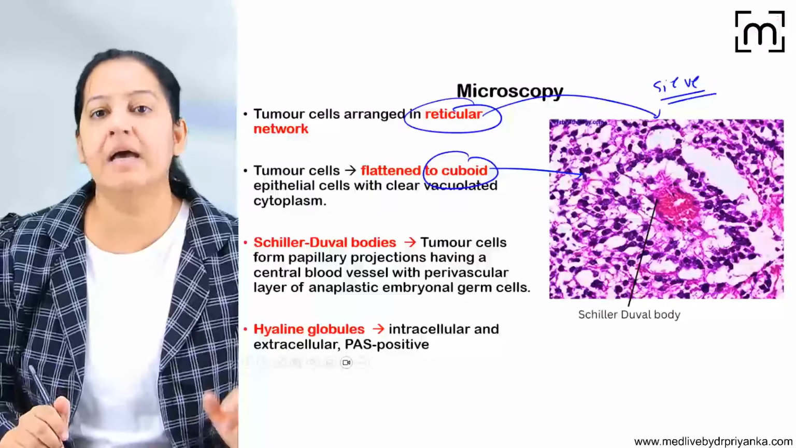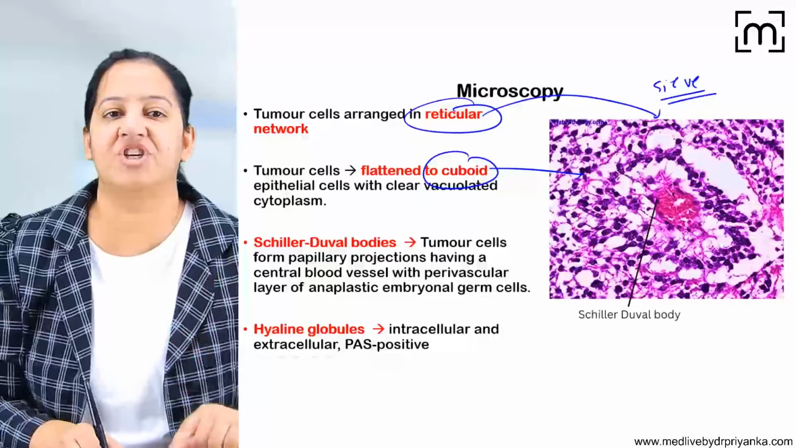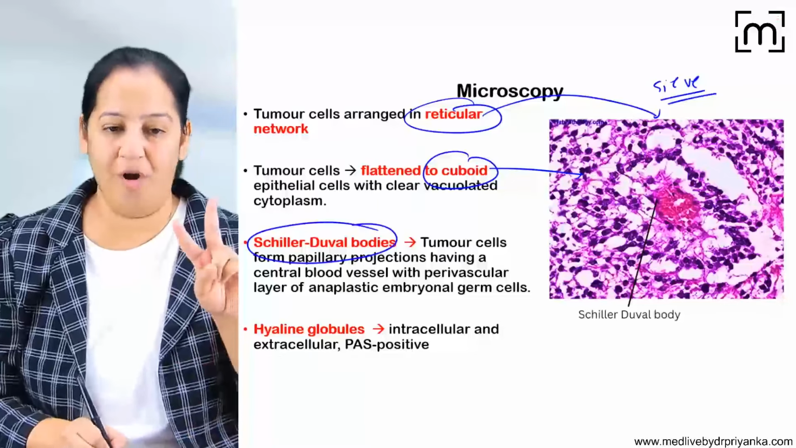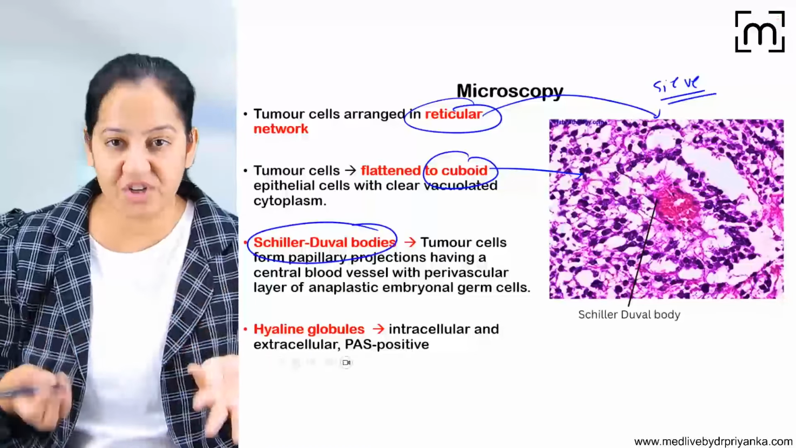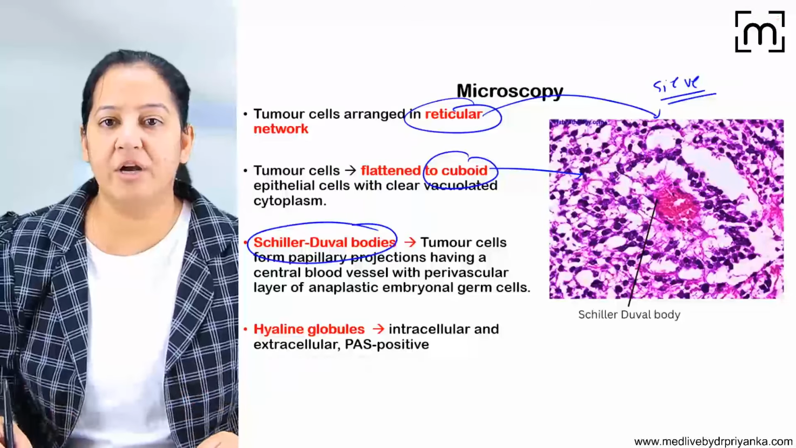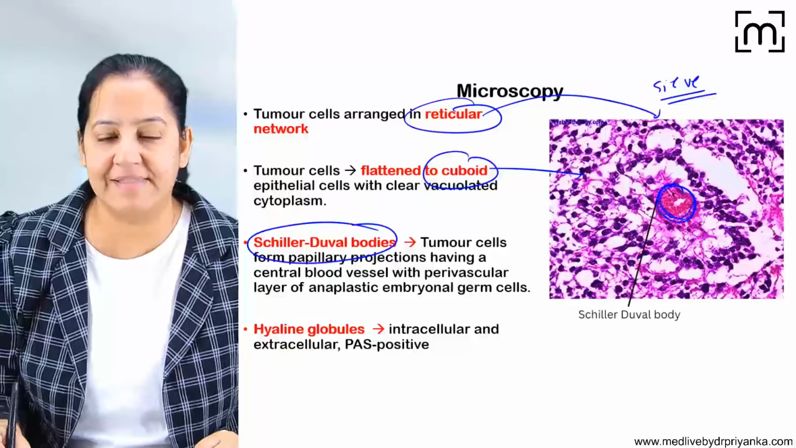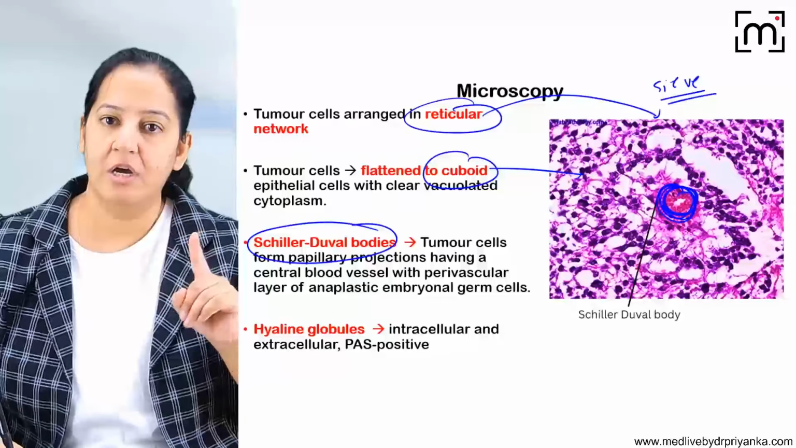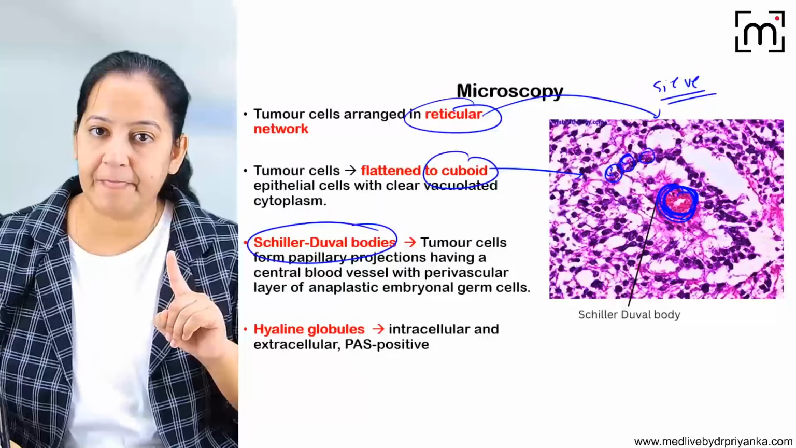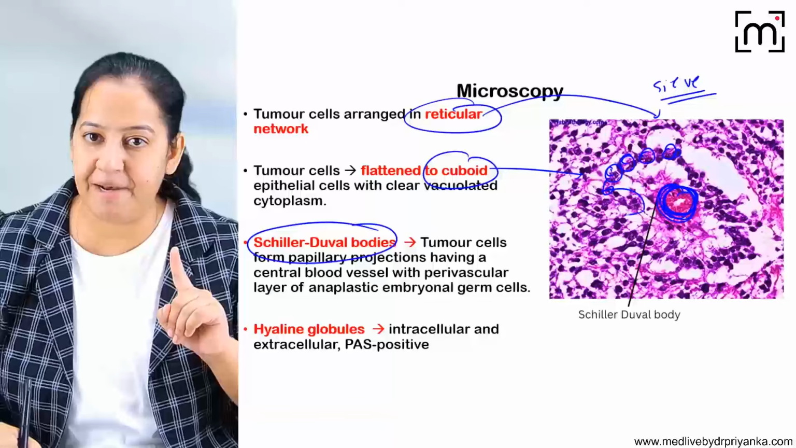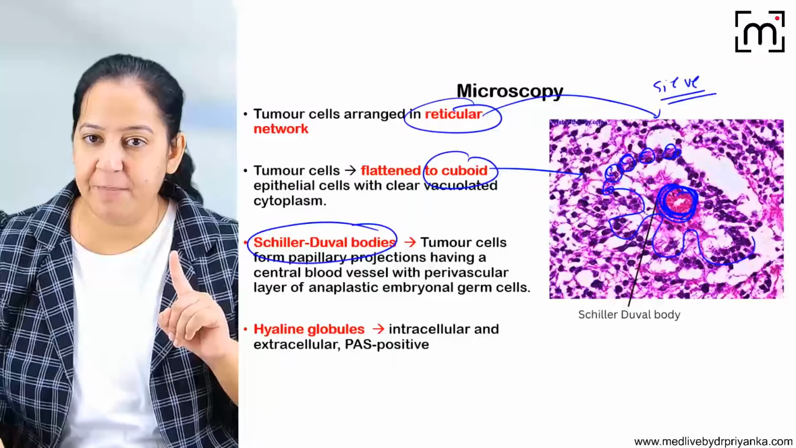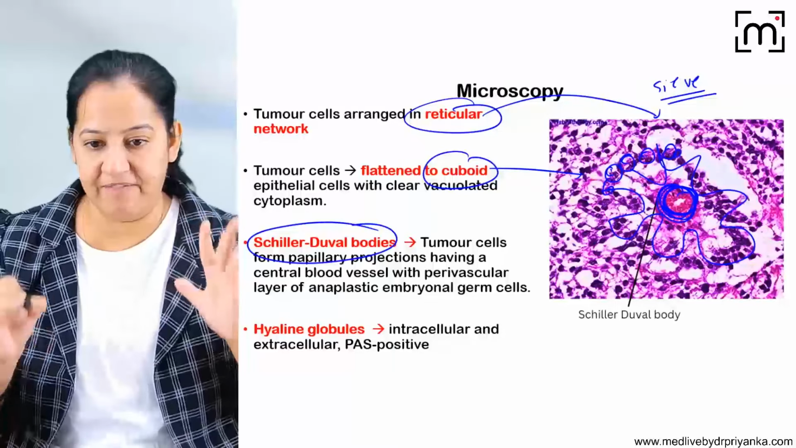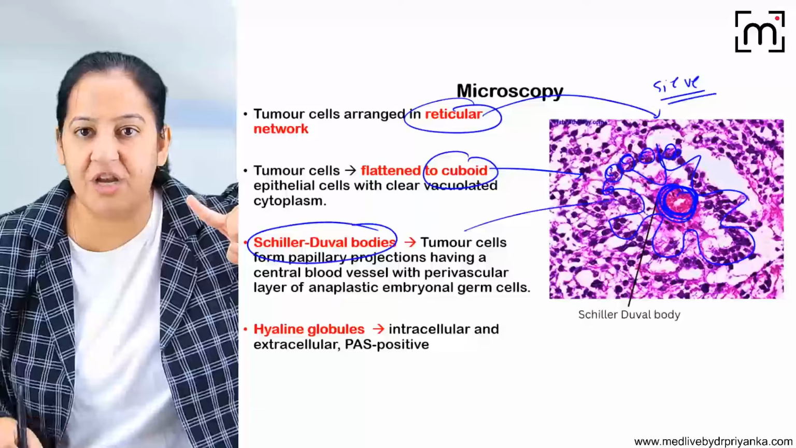They are cuboidal cells. Now the hallmark feature here is Schiller-Duval body. There are 2 hallmark features. The first is Schiller-Duval body. What do you mean by Schiller-Duval body? Now see, this is a blood vessel at the center. At the center, there is a blood vessel around which the tumor cells are arranged. You can see these all are tumor cells. The tumor cells are forming the papillary projections around the blood vessel. And this complete thing is known as Schiller-Duval body.